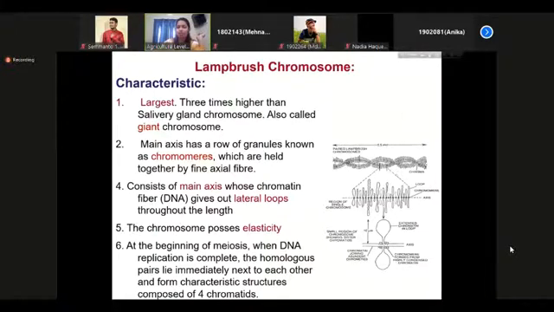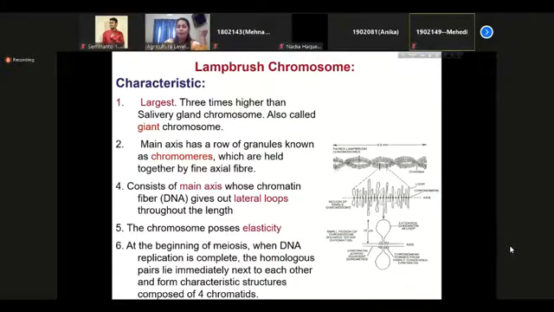During this stage, we know that two non-sister chromatids exchange their segments by crossing over. This is a crossing over site, this is a crossing over site, and this is a crossing over site. And these are two chromatids of a lampbrush chromosome. You see they look like a brush. They have many loops, and the loops are created by producing many chromomeres. Chromomeres look like granules.